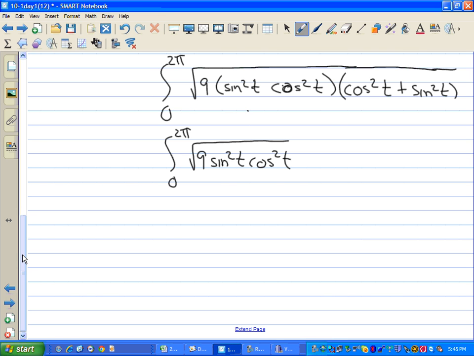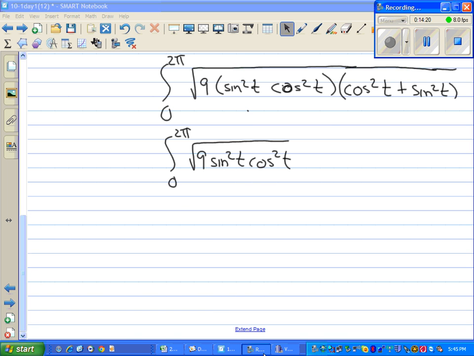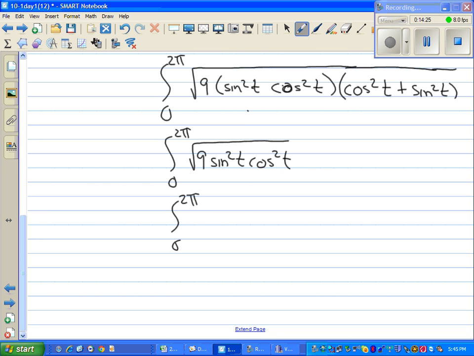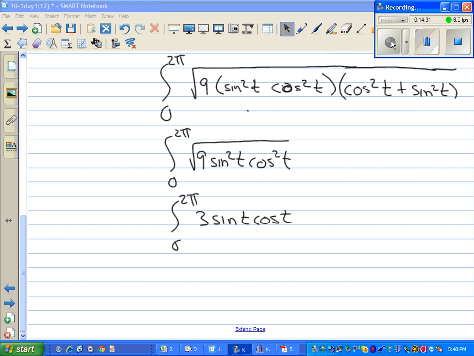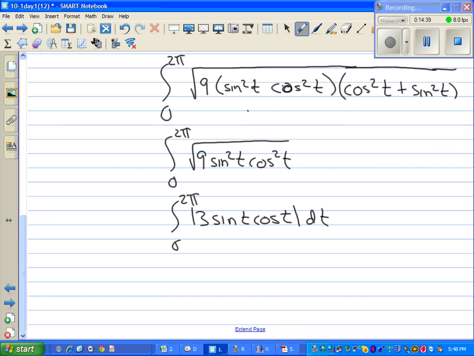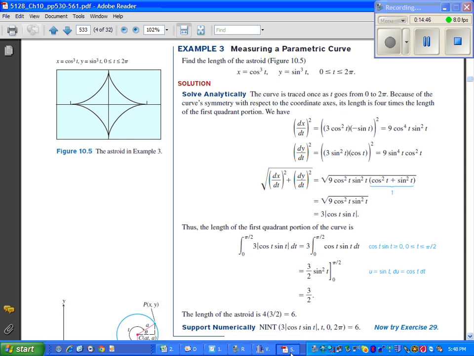And then we have, when we square root these, let me bring that up, we have the integral from 0 to 2 pi of 3 sine of t cosine of t. Of course, with this we're going to have the absolute value because we've just square rooted. And I should be writing the dt's with these.